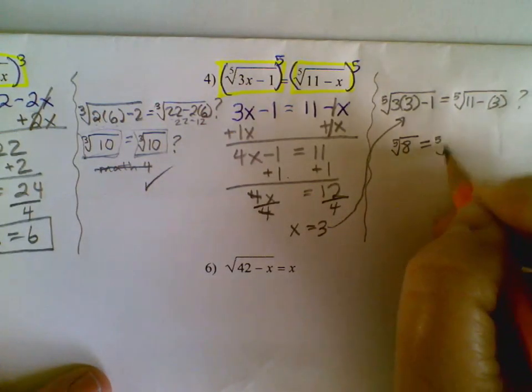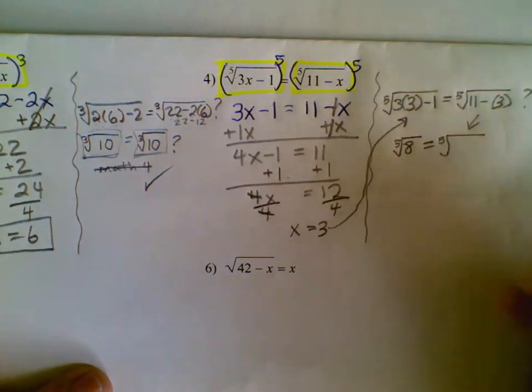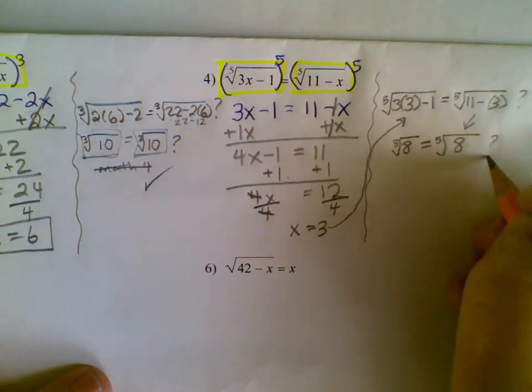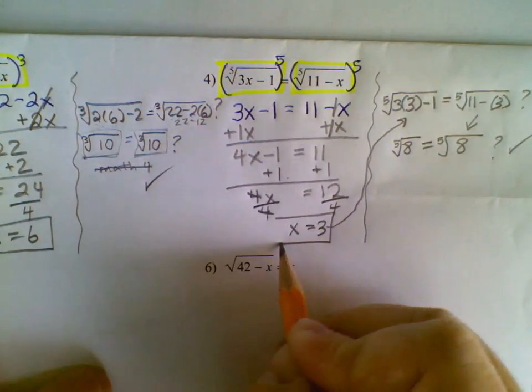All right, so over here, I'm going to have fifth root of something. Now I just have 11 minus 3. 11 minus 3 is 8. Are these the same thing? Yes, of course they are. And so I can go back and box up my answer.